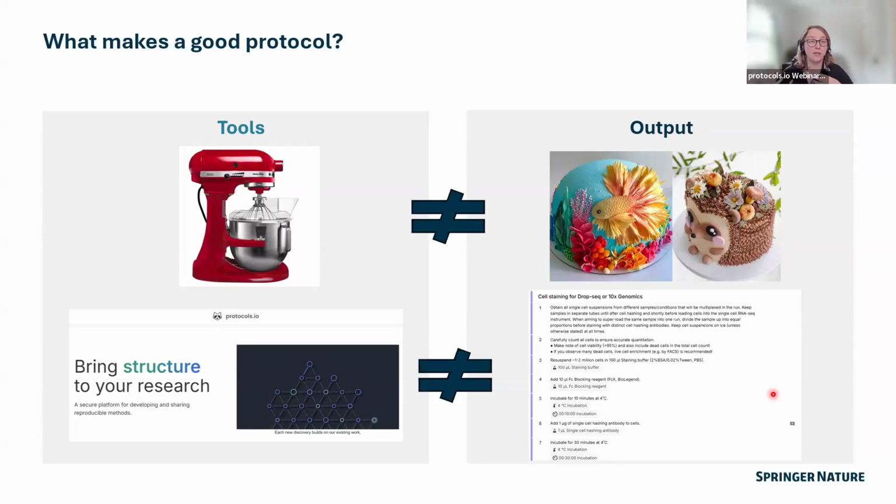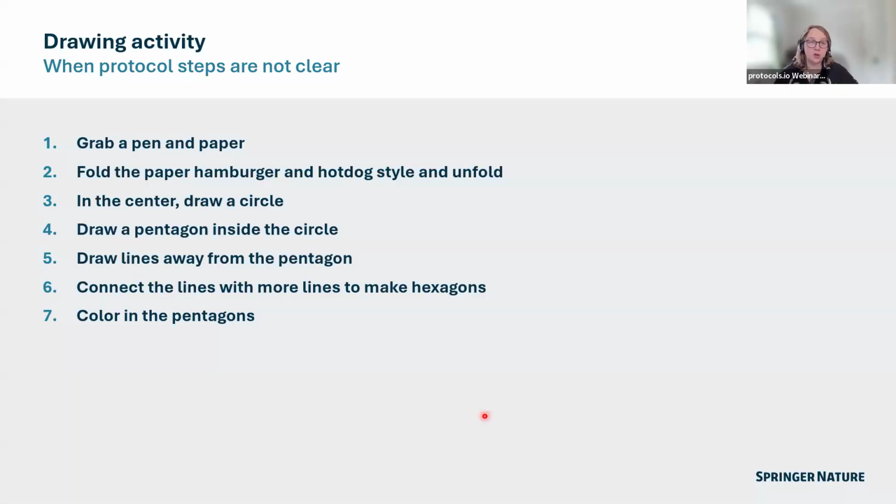There's a lot that we need to think about when we're putting these protocols together. So we have this little drawing activity, which if you want to follow along, you can. When steps aren't clear, people might go through this drawing activity where you're told to grab a pen and paper, fold the paper hamburger hot dog style and unfold, draw a circle, draw a pentagon, draw lines away from the pentagon, connect the lines with hexagons, and color in the pentagons.